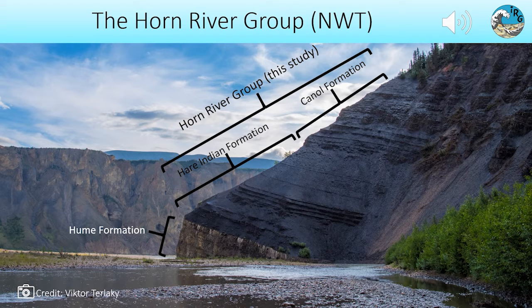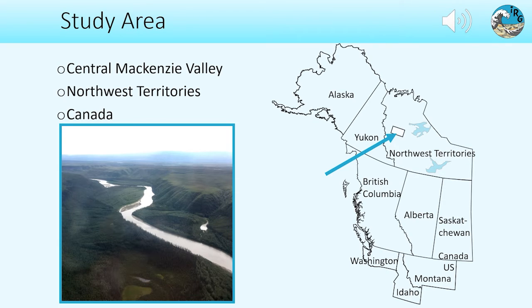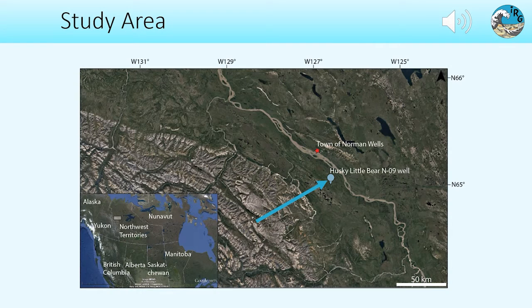To provide some context, the organic-rich Canal Formation is the source of the conventional hydrocarbons produced from reefs of the Ramparts Formation at Norman Wells, and now the unconventional reservoir potential of both the Canal and Hare Indian Formations is of interest. The study area, which is highlighted with the blue arrow, is situated in the central Mackenzie Valley of the Northwest Territories, which is approximately 600 kilometers northwest of the city of Yellowknife. More specifically, this presentation focuses on the core taken from the Husky Little Bear N09 well.